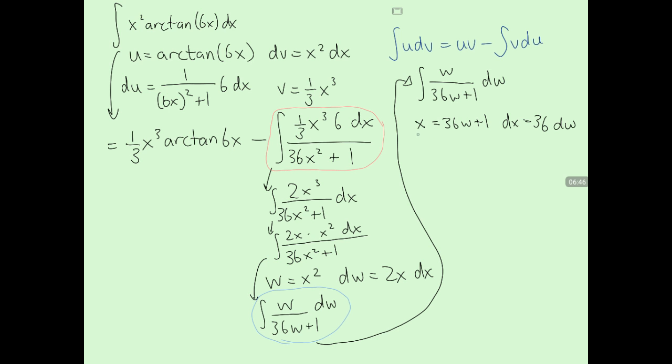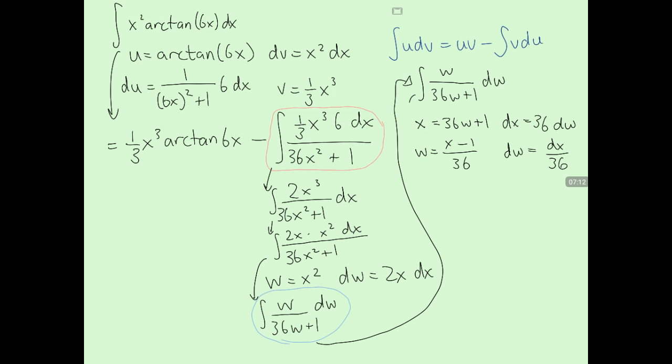So right now let's solve for w. What does w equal? W equals x minus 1 over 36. That's just rearranging this upper equation over here. And right now, what does dw equal? Well, that equals dx over 36.